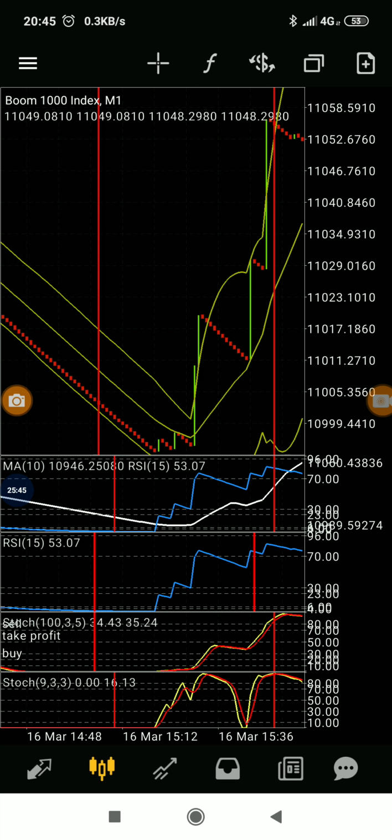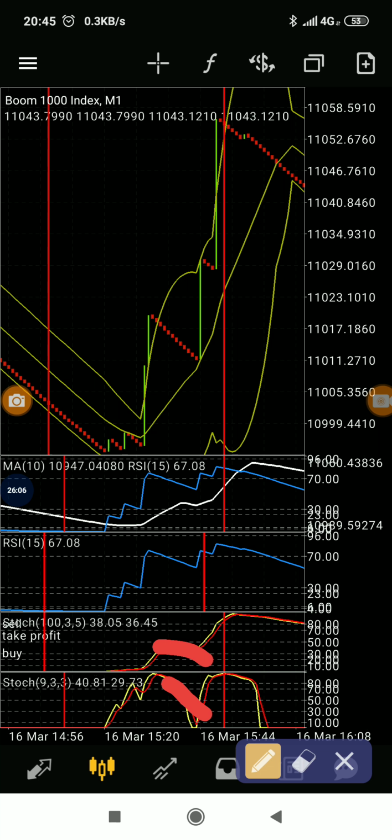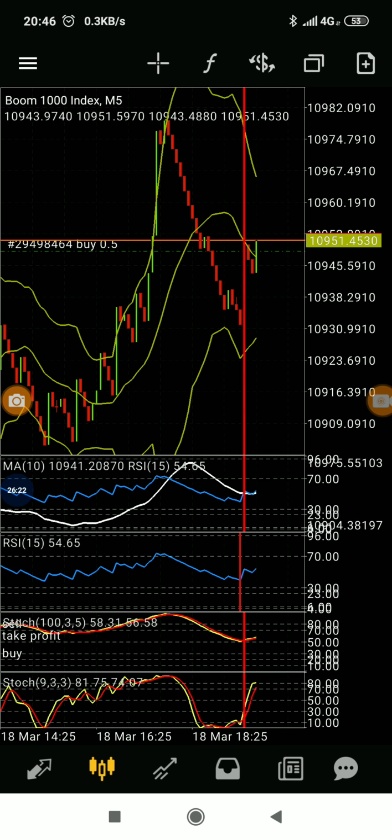Okay, pardon me. You can see in 1 minute, the stochastic 9,3,3 is indicating it's a sell. The stochastic 100 is showing it is a sell. The RSI is telling us it's a sell. And the moving average is coming from a buy to a sell. But why in 5 minutes?